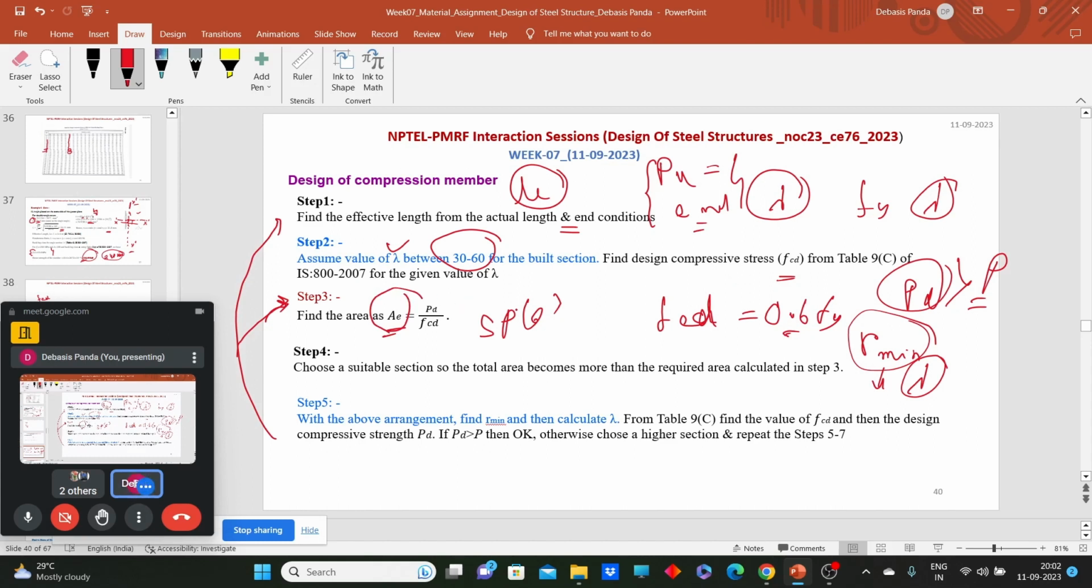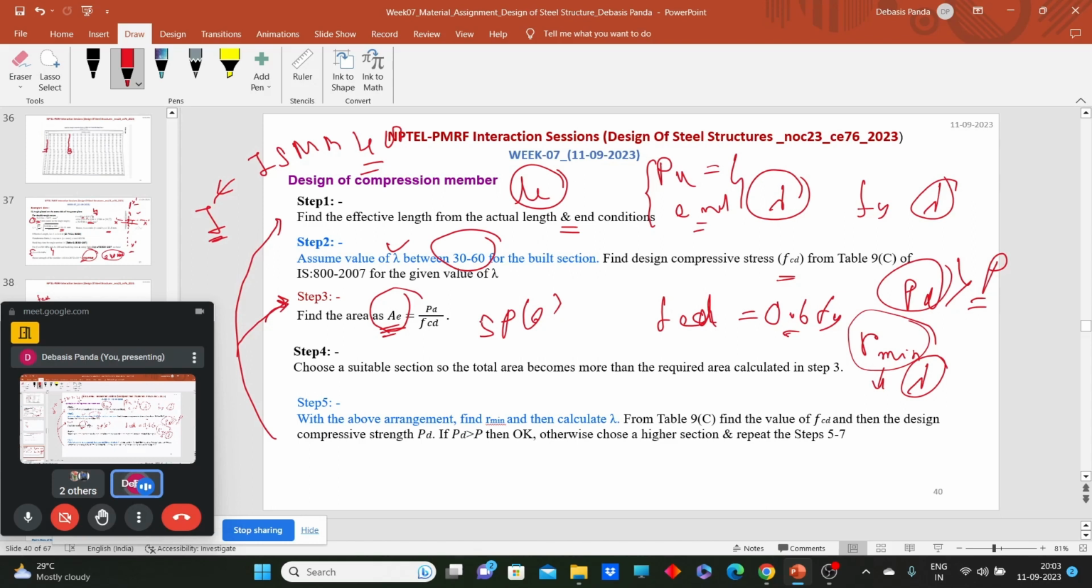Now when you have the area and you know which kind of section you need to provide, like you need to provide an I section, go to SP6 and look for I sections, and then find the I section whose cross sectional area is more than the required area. Now we are talking about the design of single sections as a compression member. Let's say we need to provide an I section like ISMB 400. Now from SP6, just pull out all the data regarding ISMB 400.